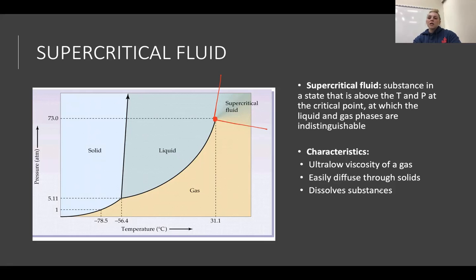Supercritical CO2 is often used in food processing, and so they use it to decaffeinate coffee beans and remove fat from potato chips. It's also used to extract essential oils from plants and is used to make perfumes and to dry clean clothes. So kind of fun facts about that.